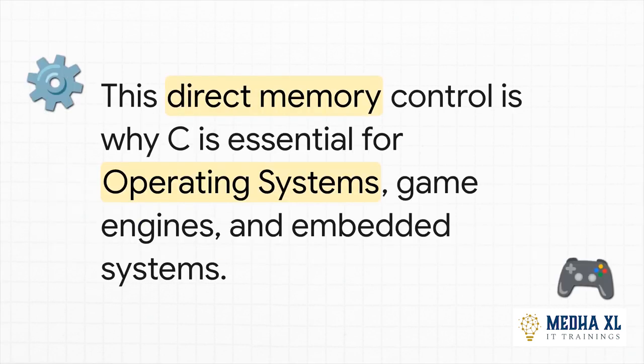And that right there is the secret sauce. That raw, unfiltered access to memory is exactly why C is the language of choice for anything that needs to be as fast and efficient as humanly possible. We're talking operating systems, high-end video game engines, the tiny embedded systems in your car or your smartwatch. They all run on C because of the power that pointers give you.